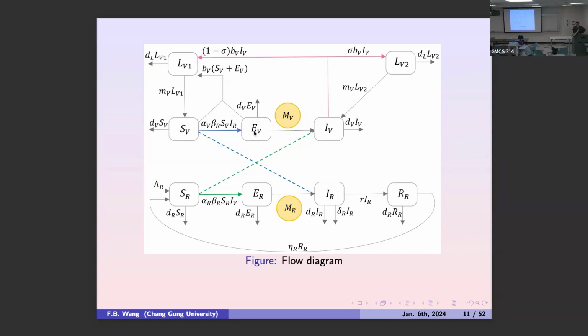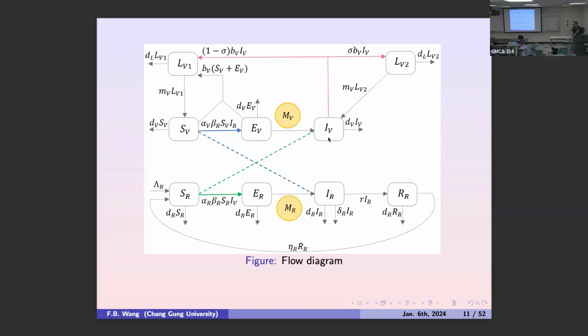Okay, and then you move to the exposed class. So the exposed class, of course, has a natural death rate, and it comes from the SV. Okay, and I mentioned this term represents the newly occurred infectious mosquito. But because we introduce the incubation period, okay, so we will have this term. And the IV comes from the EV, and also it has the natural death rate.